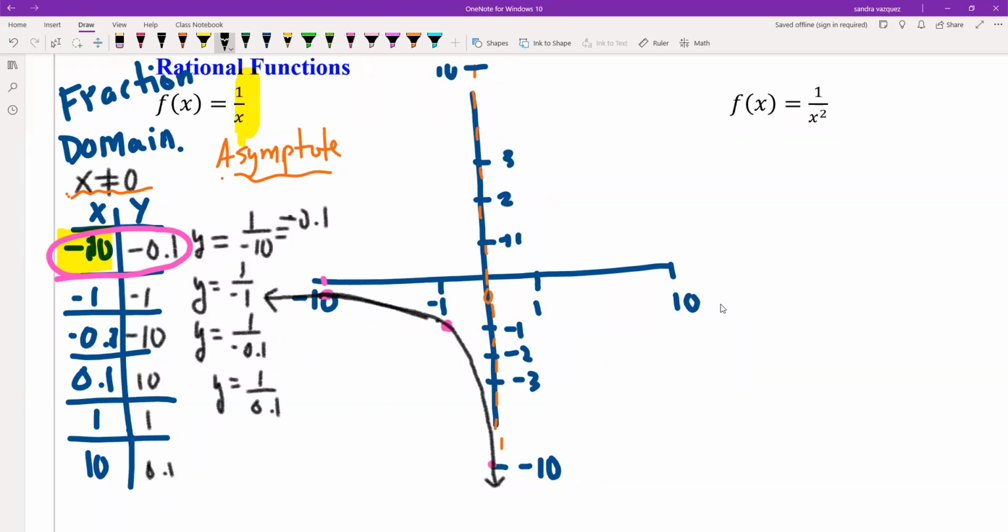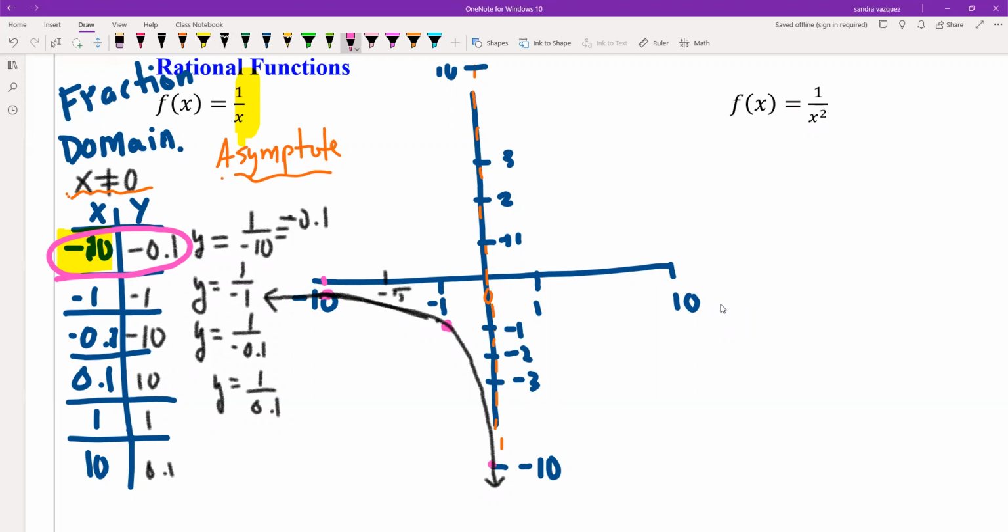It looks like this. Once again, if you don't think it's enough points, you can pick more values. For example, maybe you can pick a negative 5 if you want to, just to see where it's at. You can pick negative 100 if you want to, etc. Okay, so now let me go ahead and do the other ones.